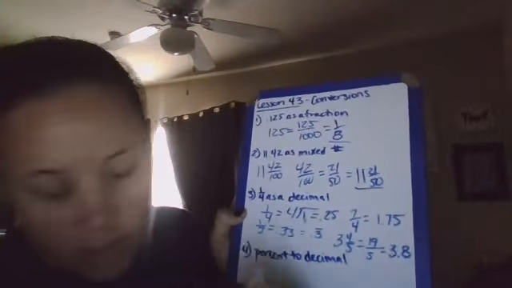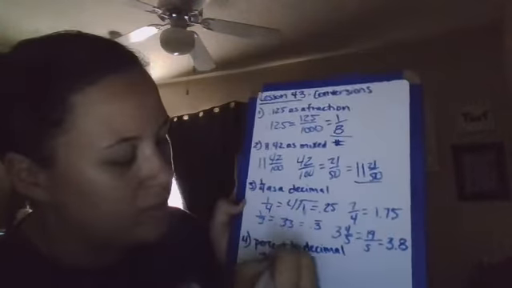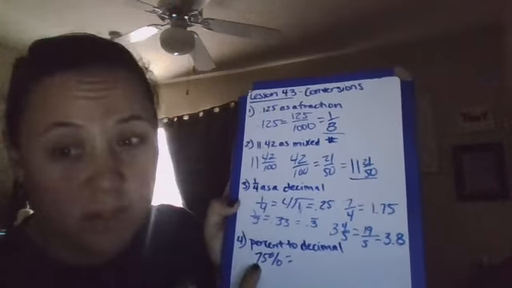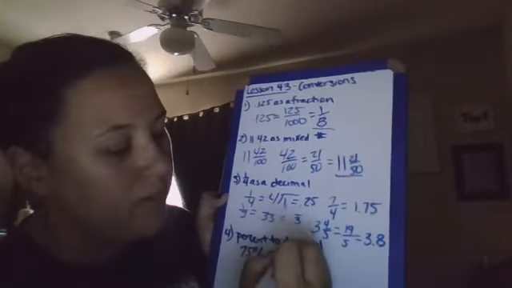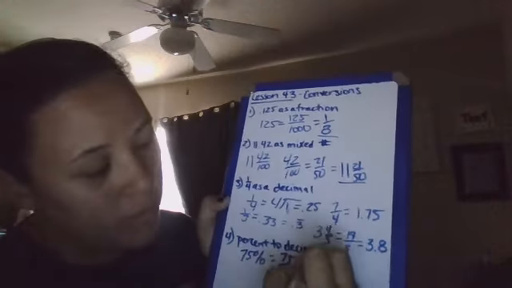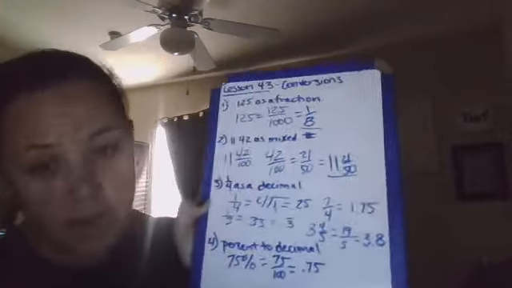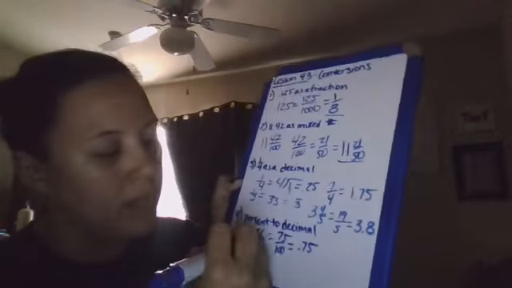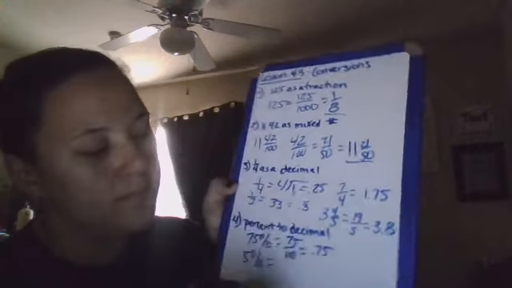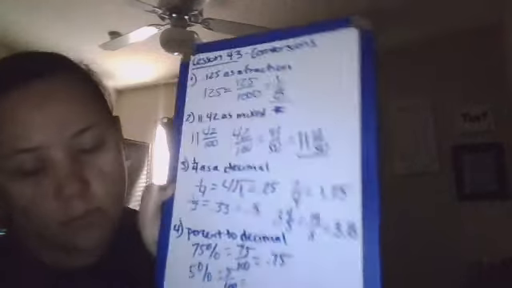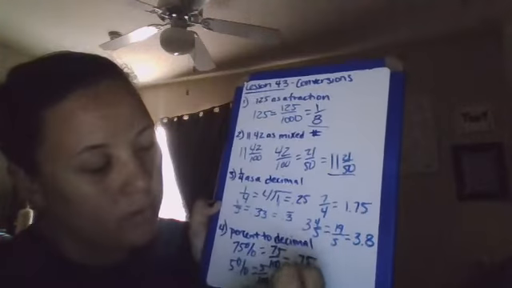All right, and then the last is a percent to a decimal. So we have, first one's going to be 75%. And we know that percents are out of 100. So it's going to be 75 over 100. We divide that out. It's 0.75. Next one we'll try is 5%. That's 5 over 100. We divide that out. We get 0.05.